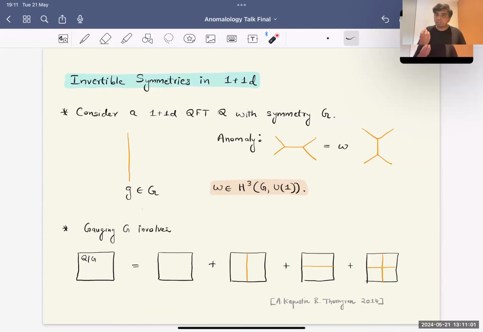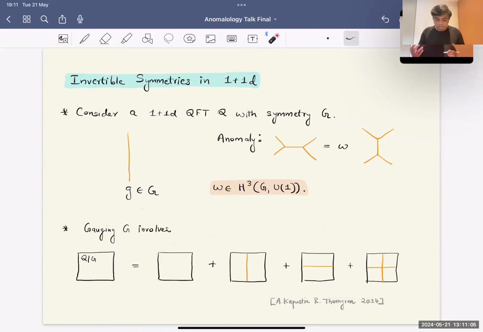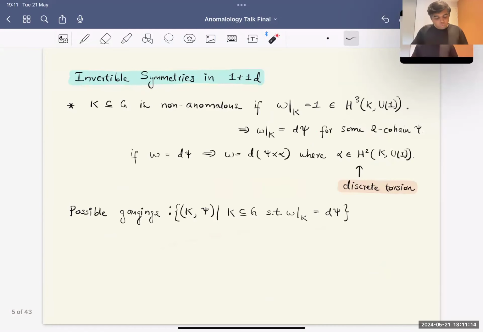If this omega is non-trivial, and you try to do the gauging procedure, it will inevitably depend on this kind of data, but you don't want that. So this is the setting that we will start with. Now, given a G, we could have some subgroups which are non-anomalous. G itself will have some non-trivial anomaly in general, and we will not be able to gauge G, but there may be some subgroup K which we can gauge.